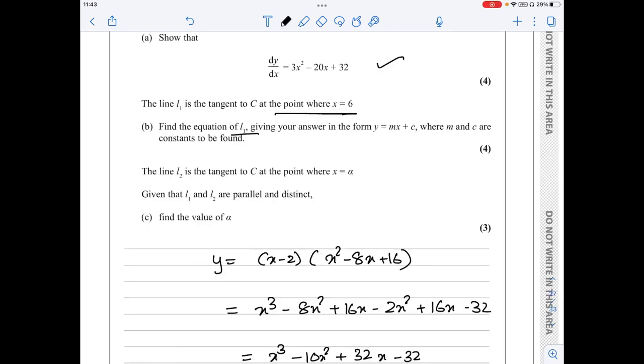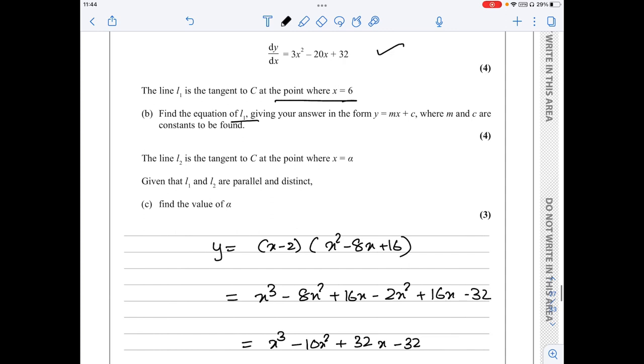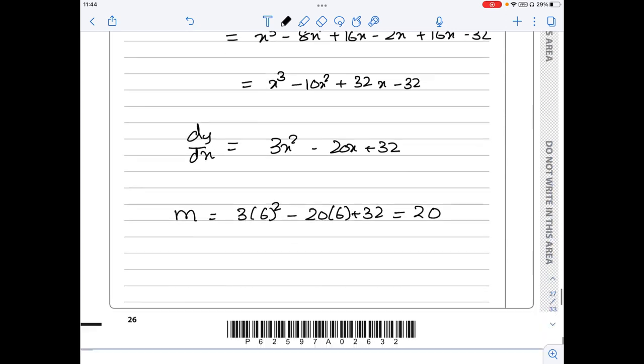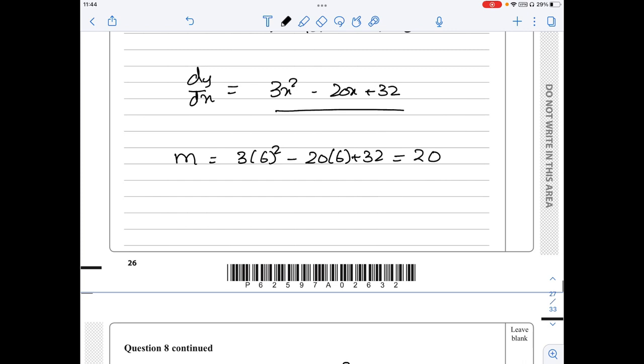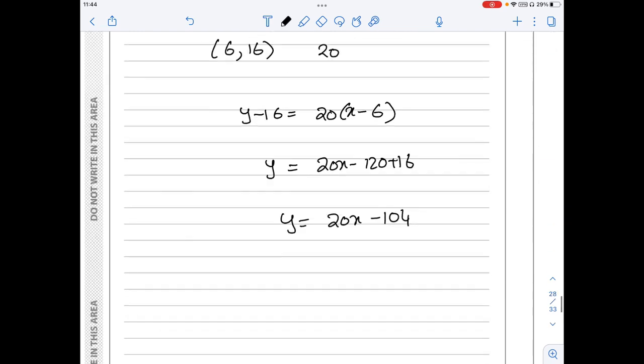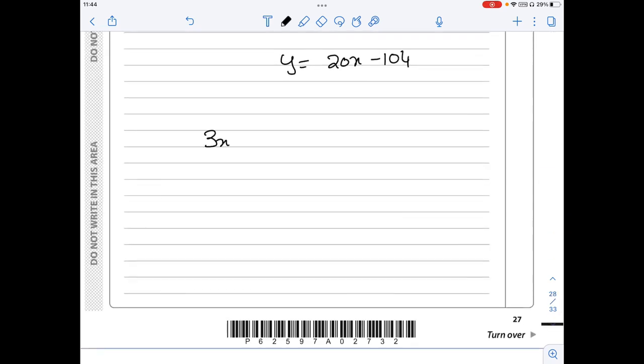Now coming to part C, the line L2 is a tangent to C at a point x equals to a. L1 and L2 are parallel and distinct. Find the value of a. So L2 is a tangent at x equals to a. So the slope of the tangent is nothing but what? 3x squared minus 20x plus 32. But the slope of the tangent is 20. But x equals to a. So 3x squared minus 20x plus 32 equals to 20.